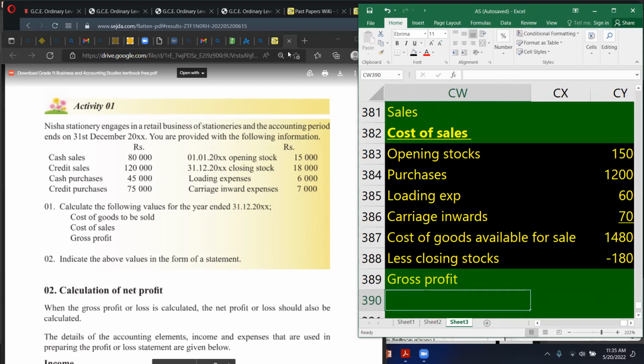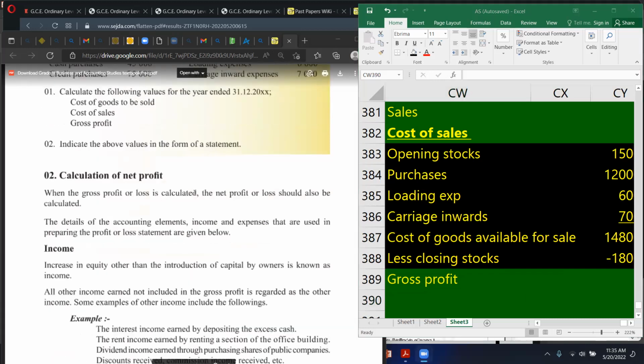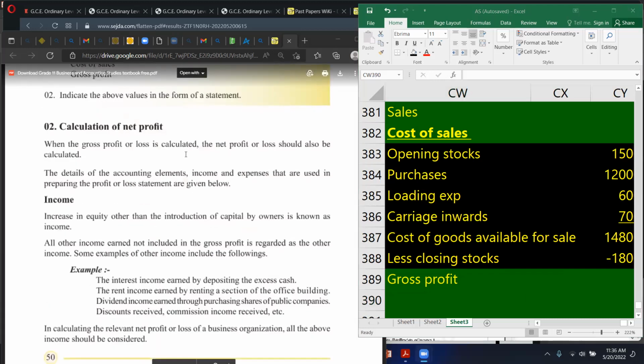Everyone got the answer? Yes, sir. Good. Got it? Okay, next write down the topic, calculation of net profit.